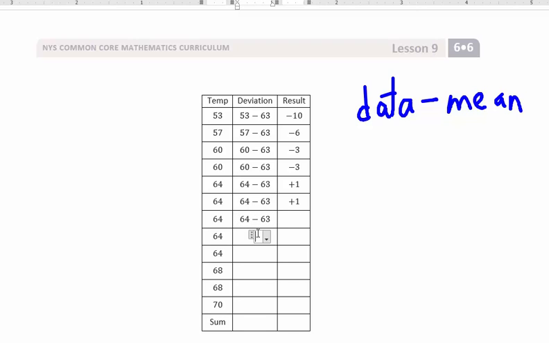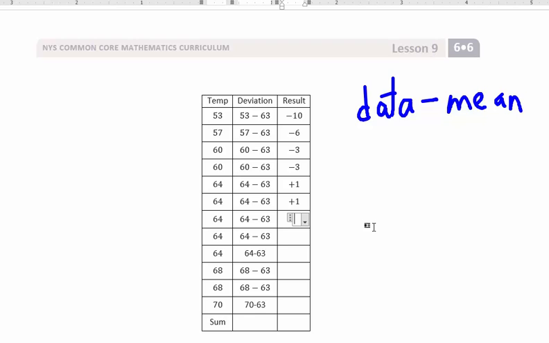I'm just going to fill all of these in. 64 minus 63. Notice this one. It is now going to be a 68 because my data point is 68. My next one, 68 minus 63. The last one is what? 70, because my data point is 70 minus 63. 63 again is that mean. So now I'm just filling all these in.